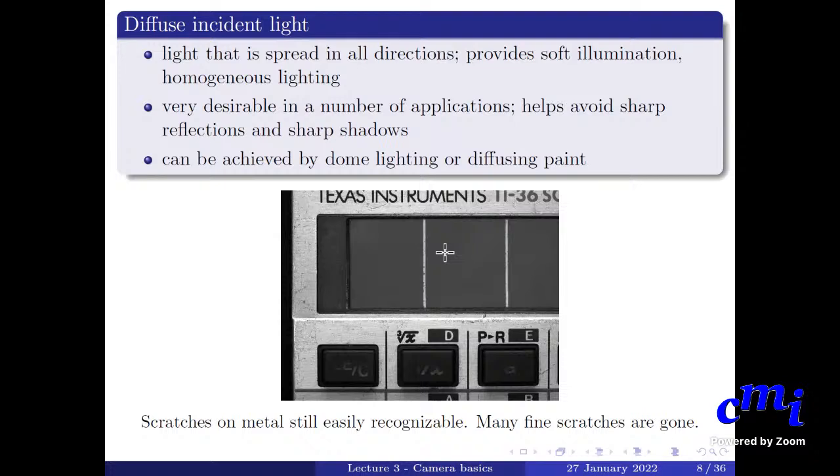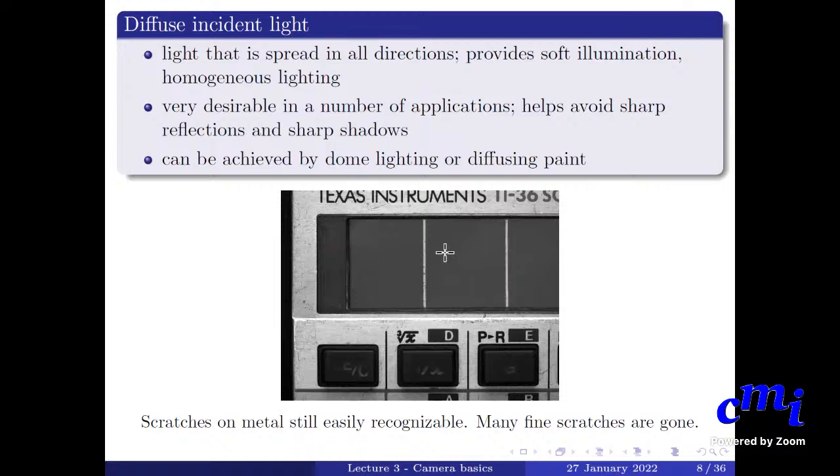A diffuse light, which can be obtained using a dome, or putting some kind of semi-transparent object in front of the source of light. So that's called diffuse light. Okay, so the same object as before appears here in diffuse light.